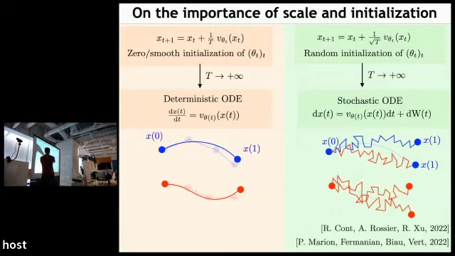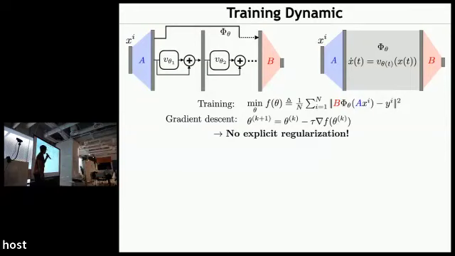This is random, and this is deterministic. But if you like randomness, I think the right hand side is really, really cool. Okay, so what do you want to know? You want to train the neural network.